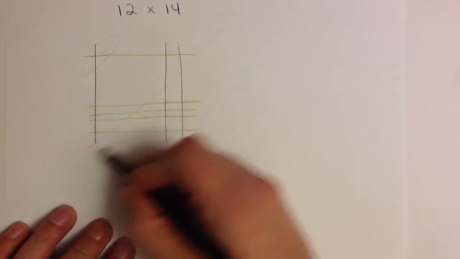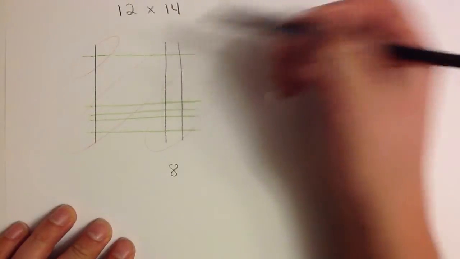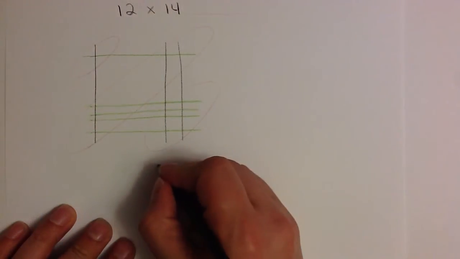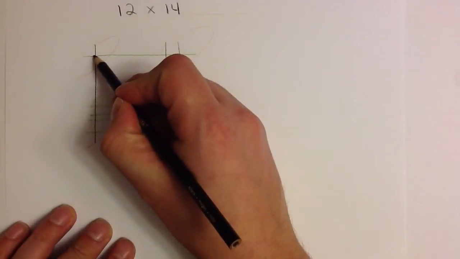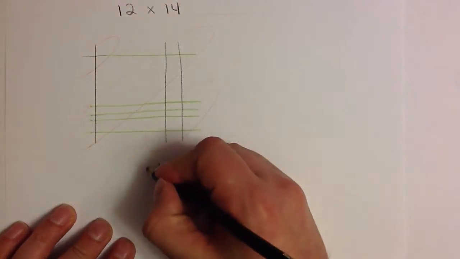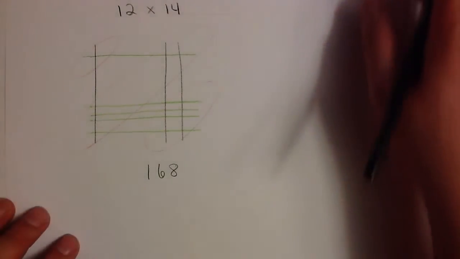In this section right here, I have 1, 2, 3, 4, 5, 6 intersections. So I write down a 6. And in this section right here, I only have that one intersection, so I write down the 1. And 12 times 14 is 168.